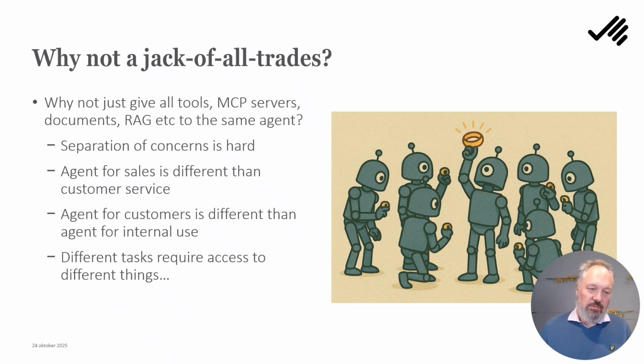And different tasks require access to different things. For instance, if you have an agent that's responsible for answering product related questions, a product specialist agent, you don't want that agent to go out and search the internet for products that fit whatever you're talking about. It should only answer based on the products that you have internally in your organization. And that, of course, is independent of whether it's used internally or externally. Internally, it might be that you want to see more information about the products.